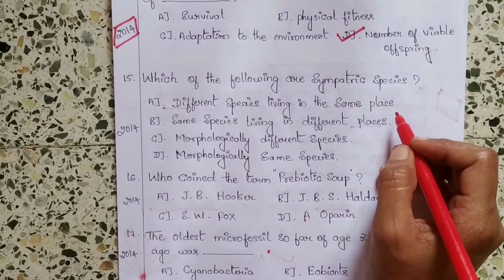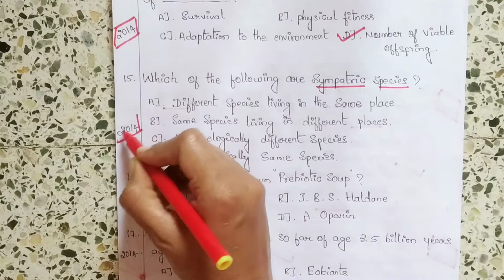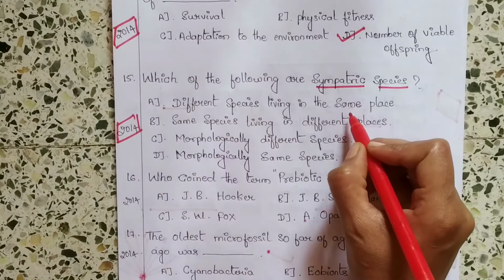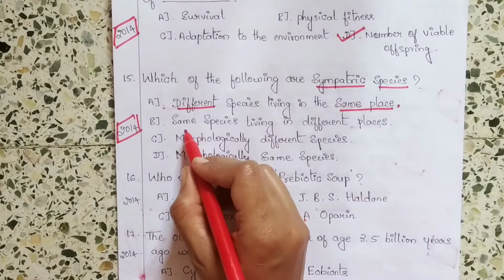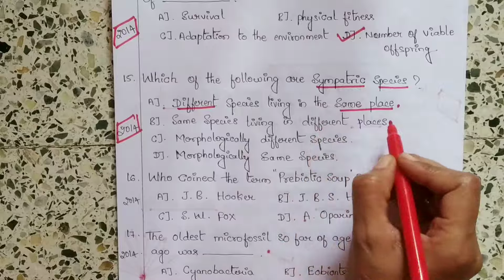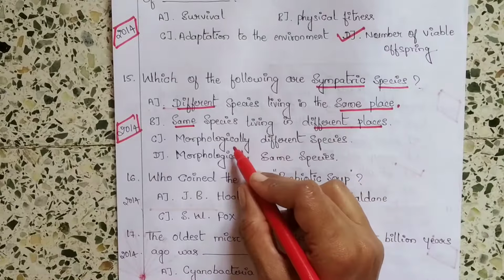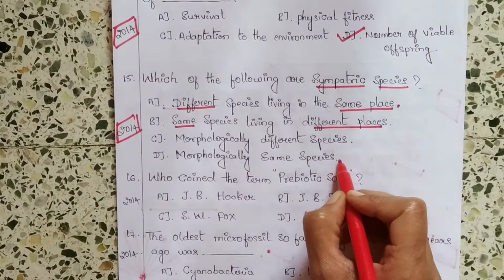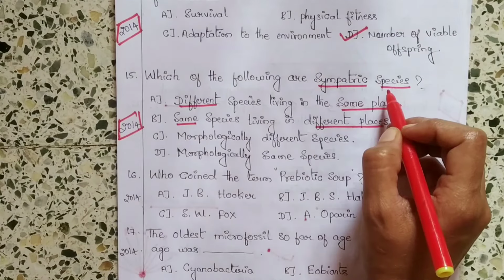Okay, let us move on to the next question, the 15th one. Which of the following are sympatric species, asked in the year 2014. The first option is different species living in the same place. Second option, same species living in different places. Third option, morphologically different species. Fourth option, morphologically same species. Here they are asking which of the following are sympatric species.